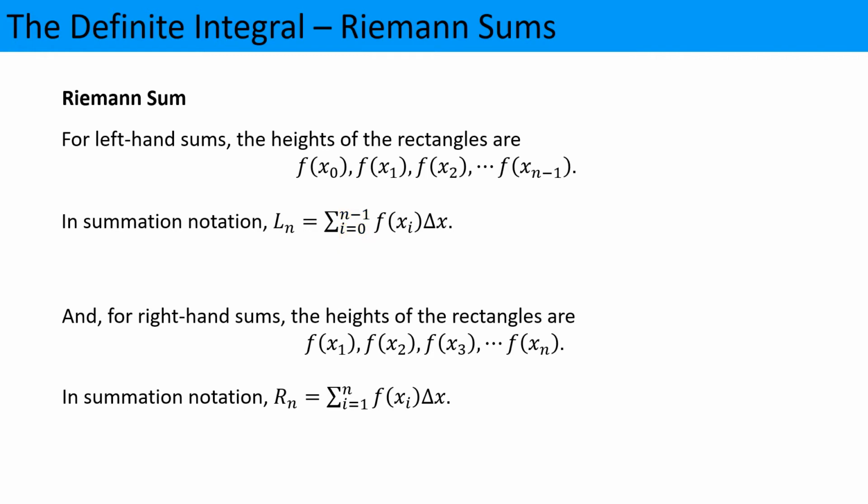And for the right-hand sums, we shift over one grid point, so the heights of the rectangles are f of x sub 1, f of x sub 2, f of x sub 3, all the way to f of x sub n. And in summation notation, R sub n is equal to the sum where we start at i equals 1 and go all the way to n. That shows the shift to the right one grid point. And then we have the area of the rectangle, which is the height, f of x sub i, times the width of the rectangle, which is delta x.